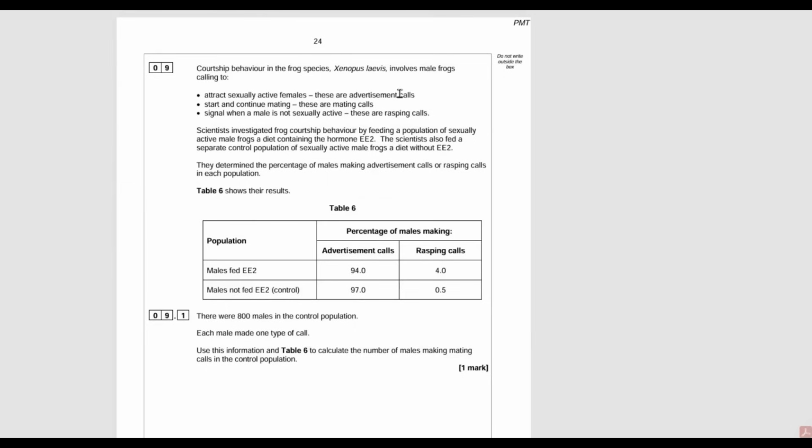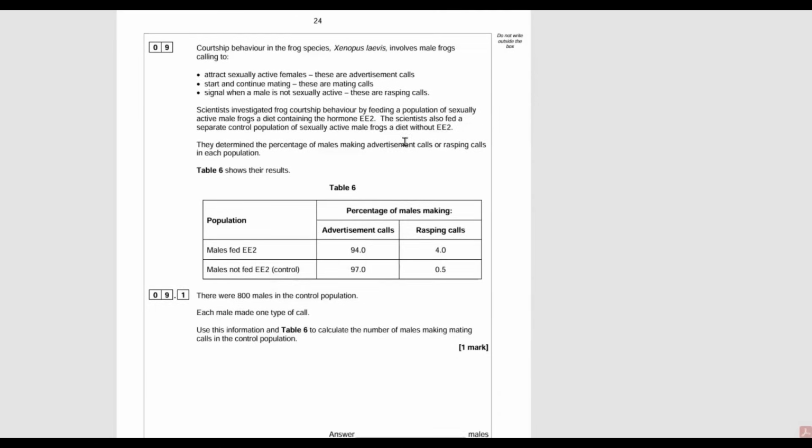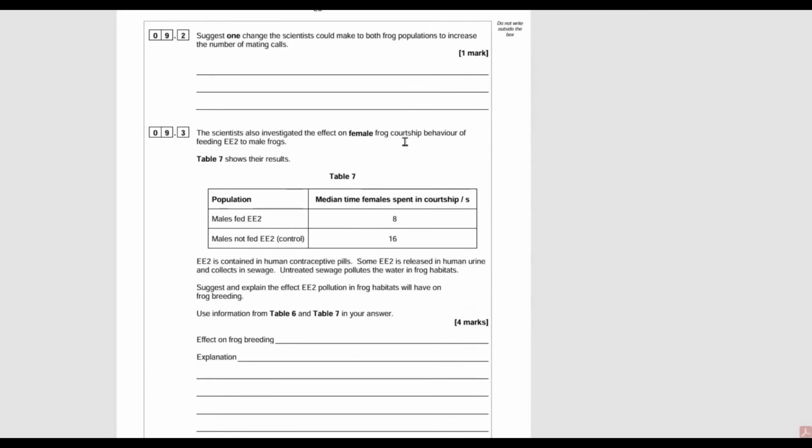Advertisement calls are when you're saying, come over here, let's get it on. And rasping calls are the ones where you say, I'm not interested. But the ones where you're actually mating continue to mate. So making the noises during the mating, how could we increase the number of that?